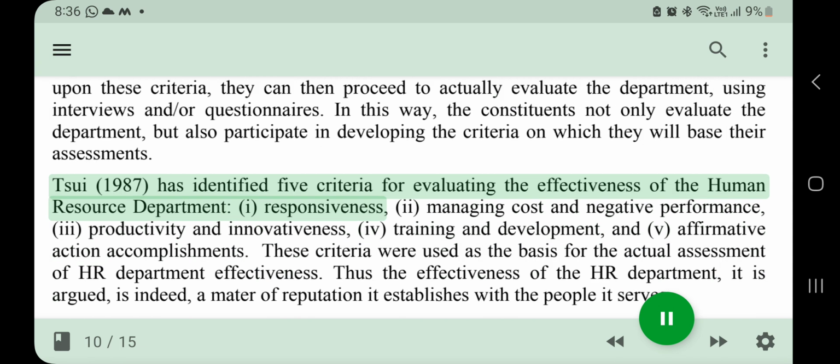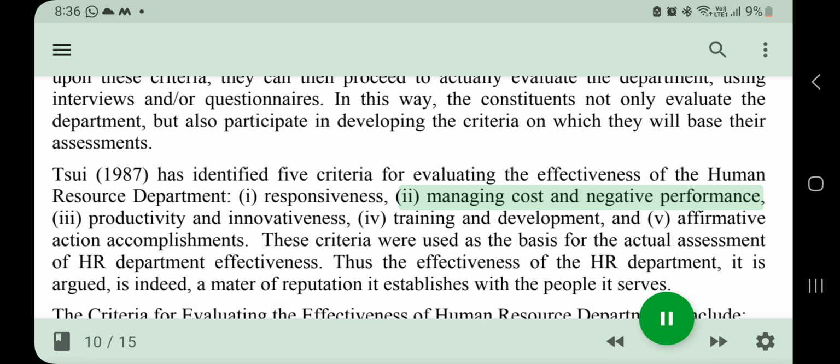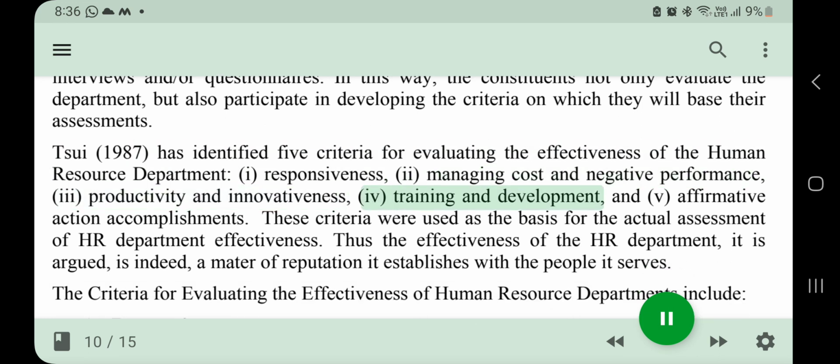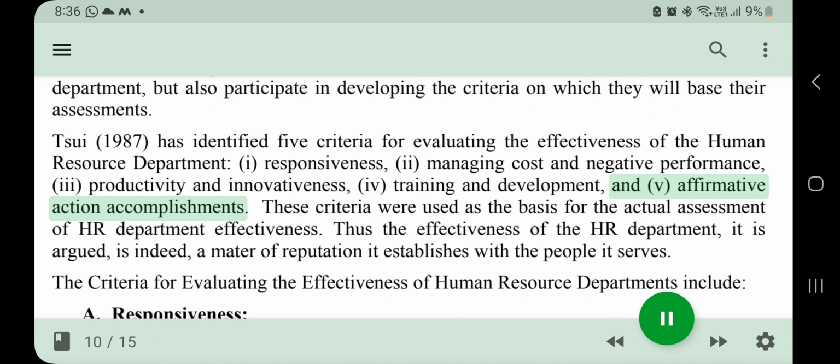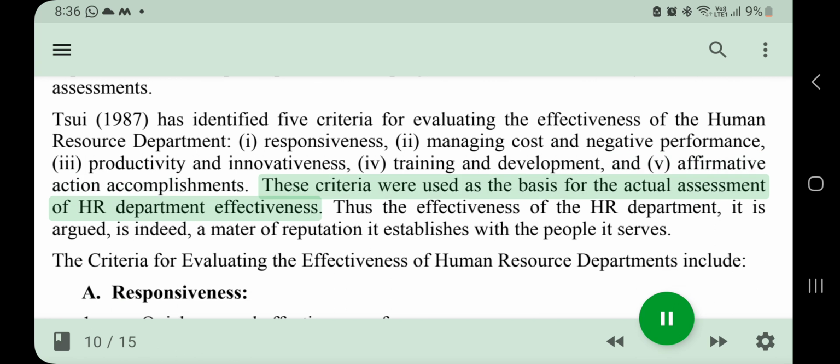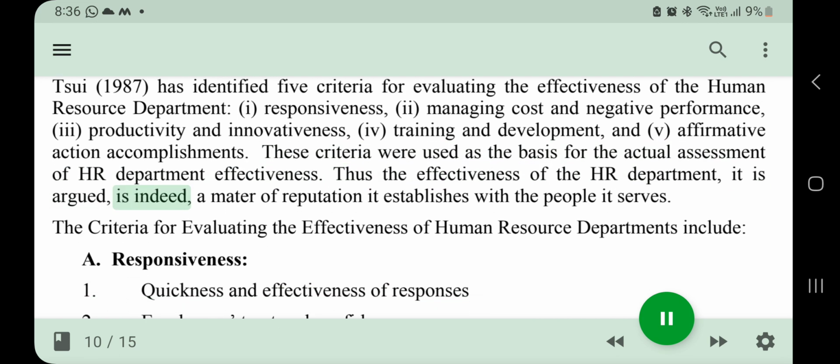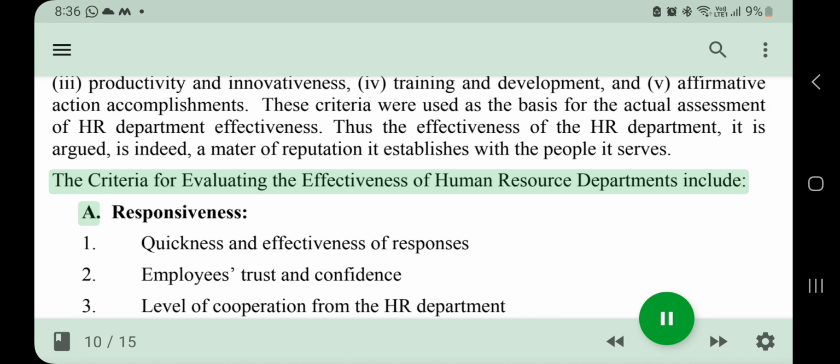Sui, 1987, has identified 5 criteria for evaluating the effectiveness of the human resource department. I. Responsiveness. II. Managing cost and negative performance. III. Productivity and innovativeness. IV. Training and development. And V. Affirmative action accomplishments. These criteria were used as the basis for the actual assessment of HR department effectiveness. Thus, the effectiveness of the HR department, it is argued, is indeed a matter of reputation it establishes with the people it serves. The criteria for evaluating the effectiveness of human resource departments include A.